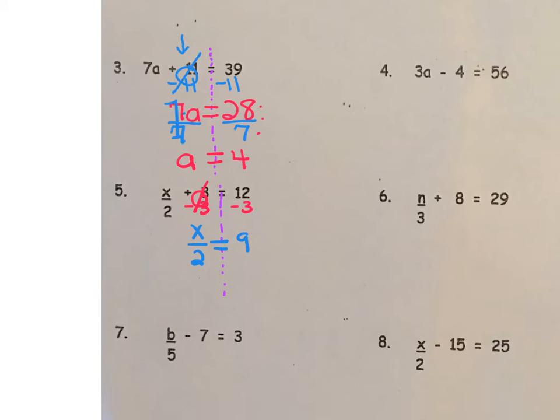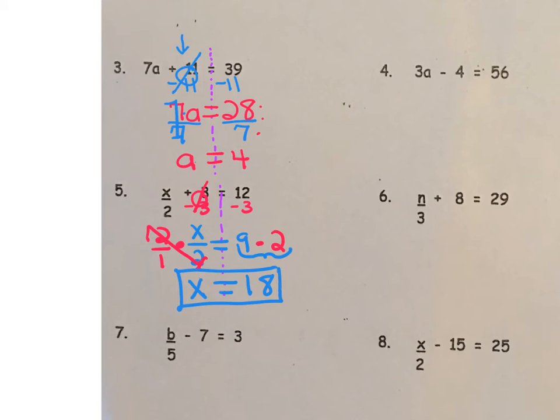Now it's time to eliminate divided by 2. Well, we're going to do the inverse or the opposite. We're going to multiply the left by 2 over 1, fraction form because that side is in fraction form, and the other side we're going to just multiply by the whole number 2. We're left with x equals, remember we have to multiply, 9 times 2, which is 18.